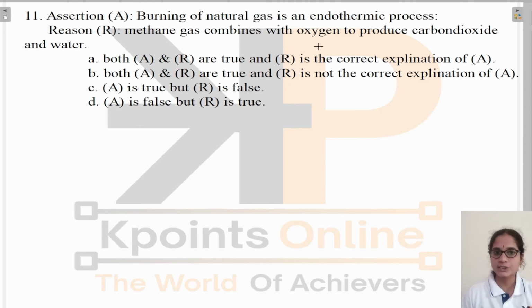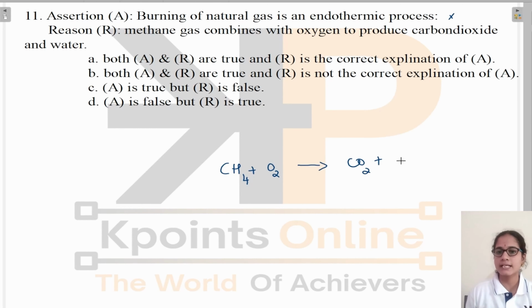Next, burning of natural gas is an endothermic process. Is it true? No. Burning of natural gas is an exothermic process because during the burning of natural gas, a large amount of heat is released. So it is not an endothermic process, it is an exothermic process. So assertion A is false. Then the reason: methane gas combines with oxygen to produce carbon dioxide and water. Yes, this is true. When methane is burned, it produces carbon dioxide and water. The reason is true.